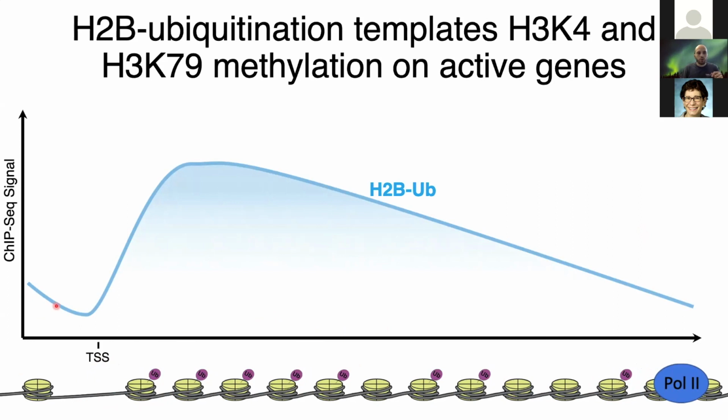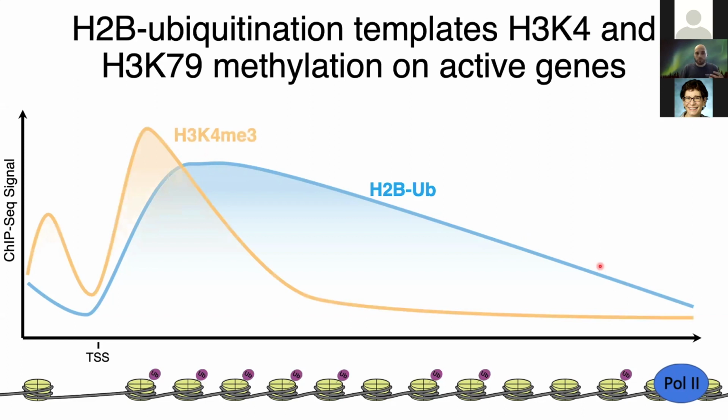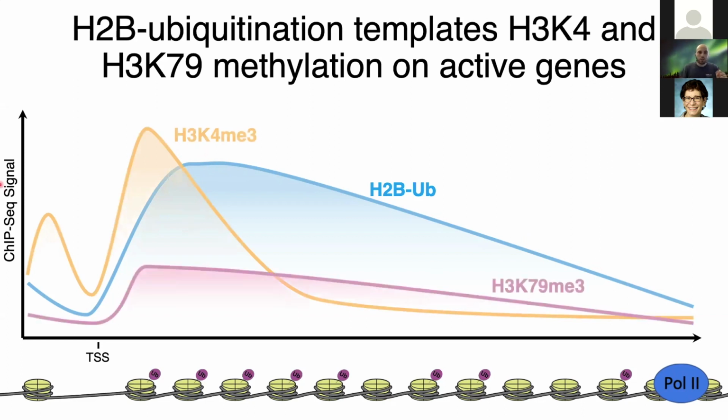If you look at a metagene profile of the H2B ubiquitin signal on these genes, you'll see that ubiquitination of histone H2B occurs right after the transcription start site, and then it slowly decreases as you go through the body of the gene. Now, if we compare the metagene profile of H2B ubiquitination with H3K4 methylation or H3K79 methylation, we can see that both of these methyl marks peak right after the transcription start site, but H3K4 methylation peaks to a higher extent and then decreases much more rapidly than H3K79 methylation, which has a softer peak and a longer decrease. So this H2B ubiquitination is important for deposition and also templating these methyl marks onto genes.